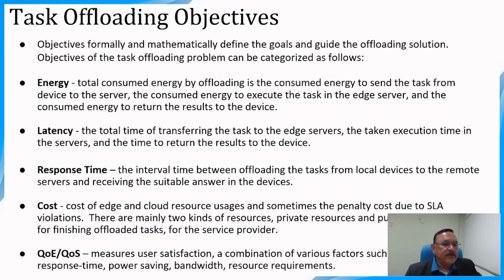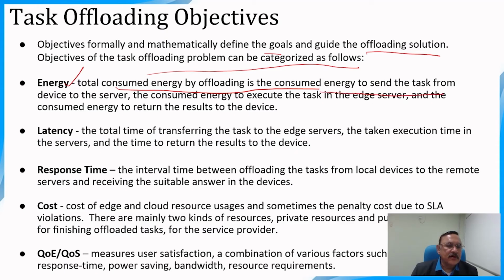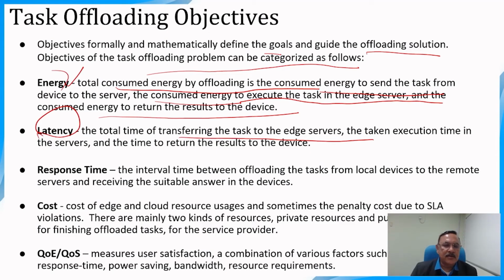So, task offloading objectives formally and mathematically define the goals and guide the offloading solution. This is very important. The objectives of task offloading can be categorized, first, based on energy. The total energy consumed by offloading is the energy consumed to send the task from the device to the server, the energy consumed to execute the task at the edge server, and the energy consumed to return the result, called total energy. Latency is the total time of transferring the task to the edge server, the time taken for execution in the server, and the time to return the results.